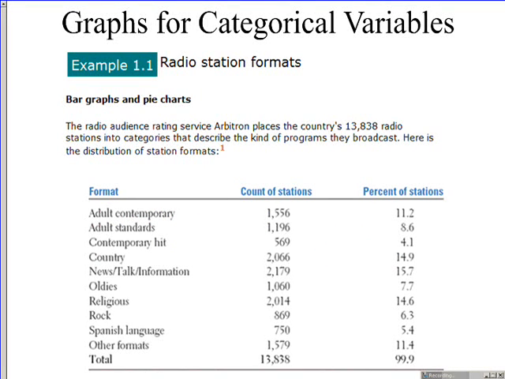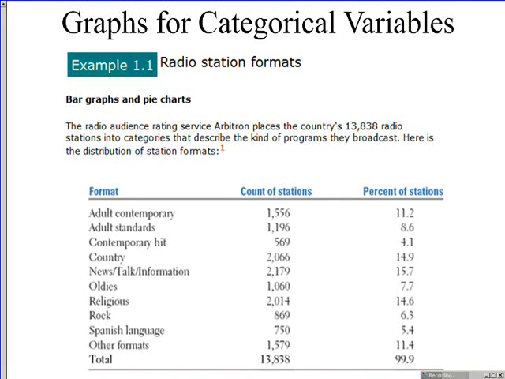Okay, we talked about categorical variables, those variables that we measure that place something in a certain category. We have a couple of different graphs that we can use for categorical variables, bar graphs and pie charts. This data set here is the radio audience rating service Arbitron places the country's 13,838 radio stations into categories that describe the kind of programs they broadcast. Here's the distribution of station formats. So we have all the different categories that we can place the radio stations in. We have the total count of radio stations that fall within each category, and we have the percent of stations here on the right.